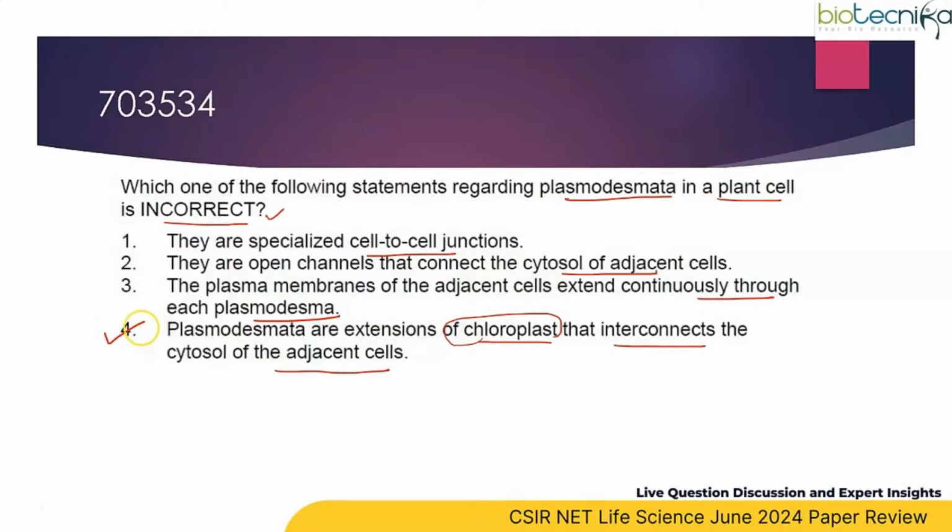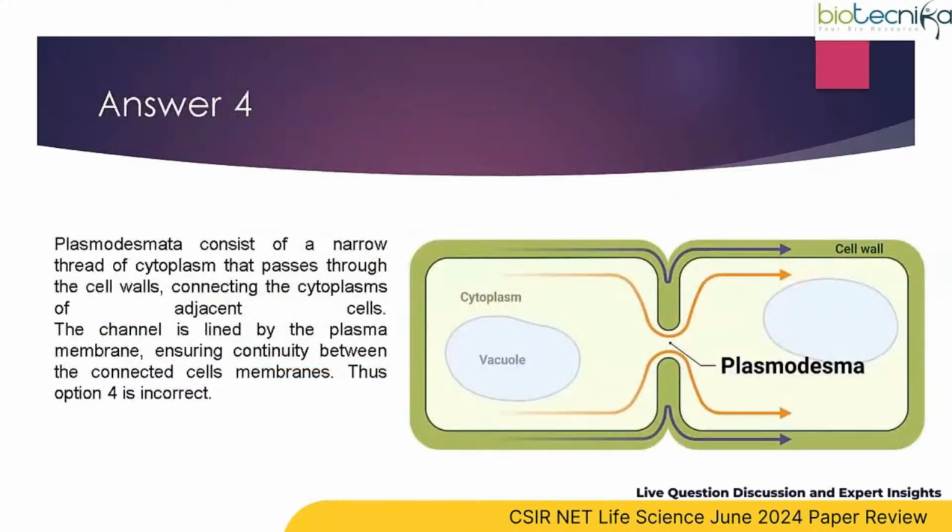Okay, so again we see it is a very simple question, not very difficult. I'm sure everybody might have solved this question. Okay, so let us see more in details over here. So you can see if these are two plant cells, how their cytoplasm is connected. So the connection over here is the plasmodesma. Okay, it is not an extension of the chloroplast.